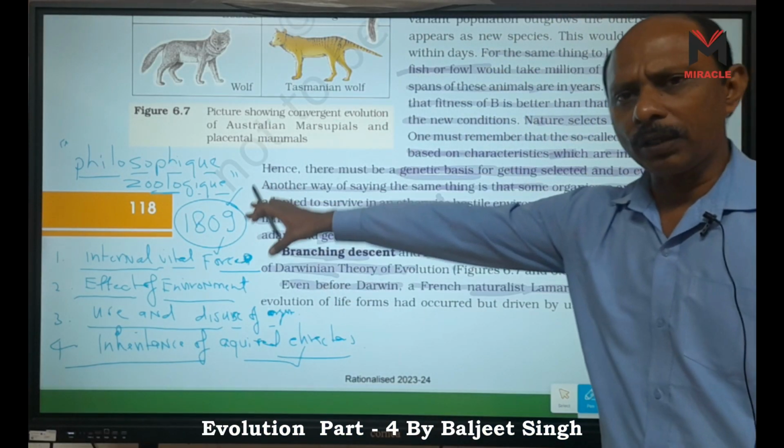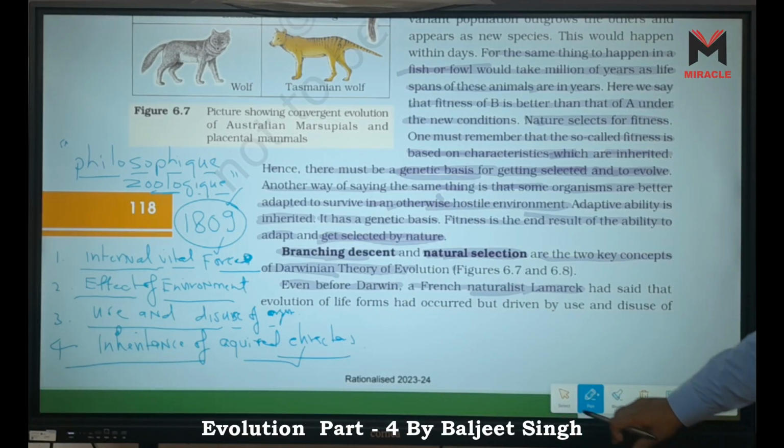He wrote this book, Philosophie Zoologique. Okay, read what is given in the NCERT.